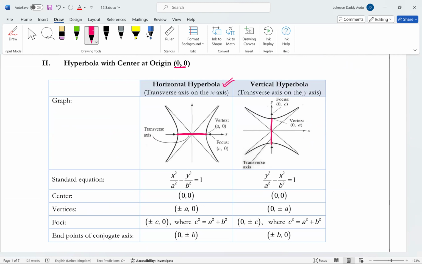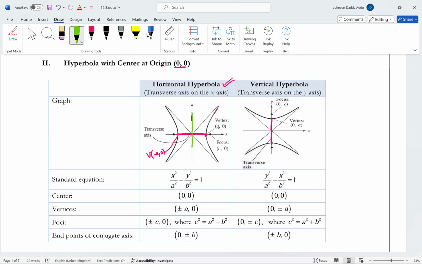Now let's focus on the horizontal one. If this is your transverse axis here, then look at the curve. This point here is our first vertex, which is (a, 0) because it's on the horizontal. And this second vertex here is going to be (minus a, 0). Then the conjugate axis is going to be this one here.